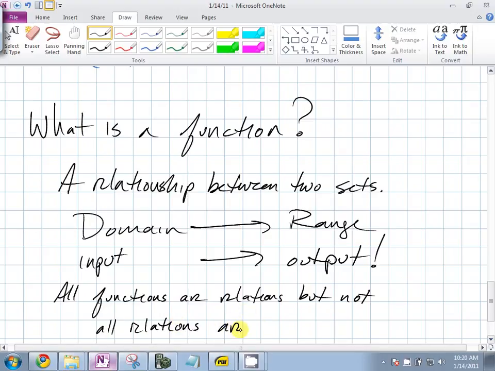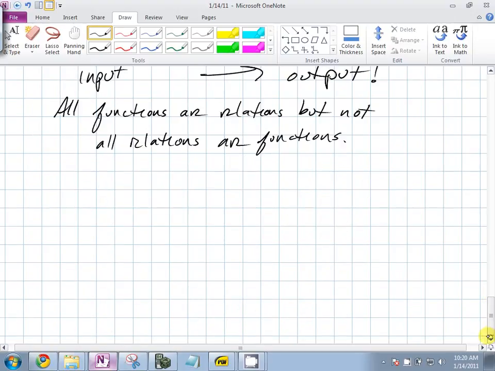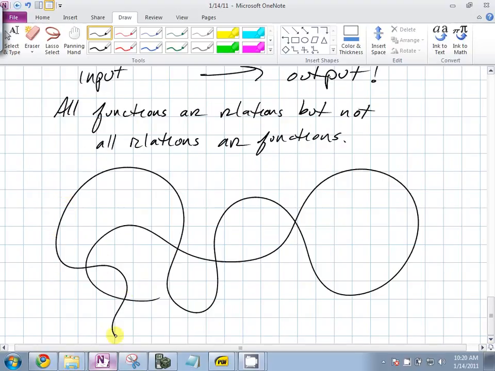Now, you have something to test to see if a relationship is a function, and I'll give you a hint. Ready? This is a relation. Why is that a relation? Well, all those points are on that squiggly thing, right? They're on the path. That's a relation. Is this relation a function? No. Why is this not a function?